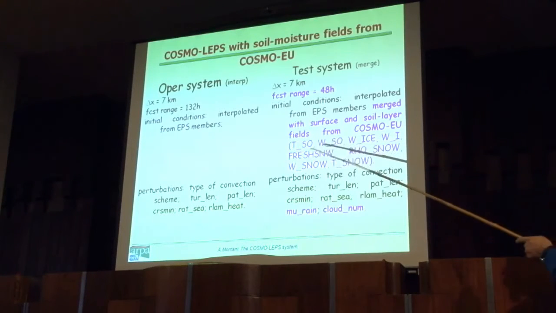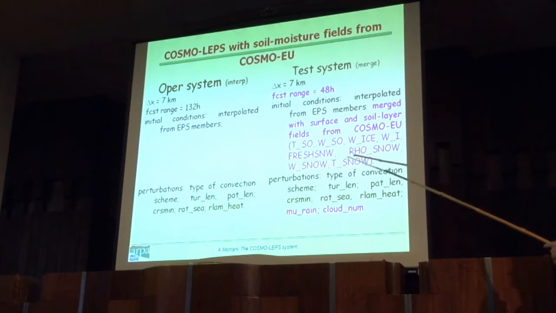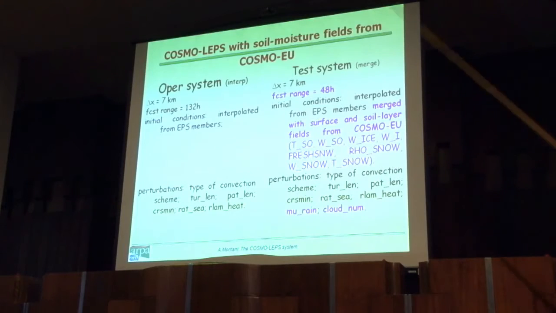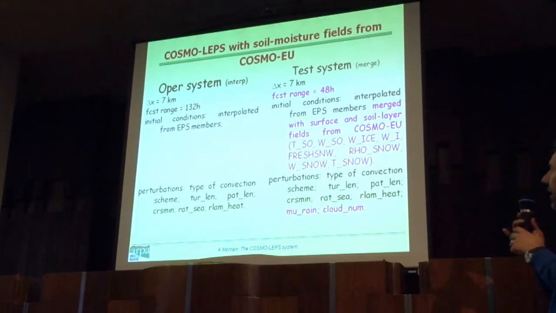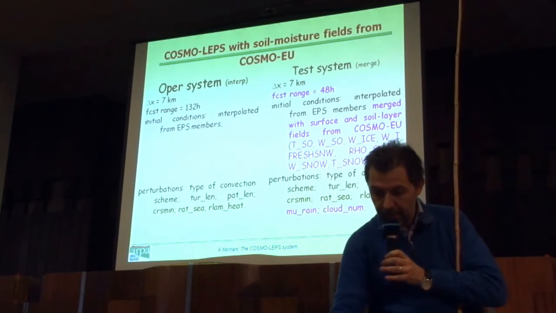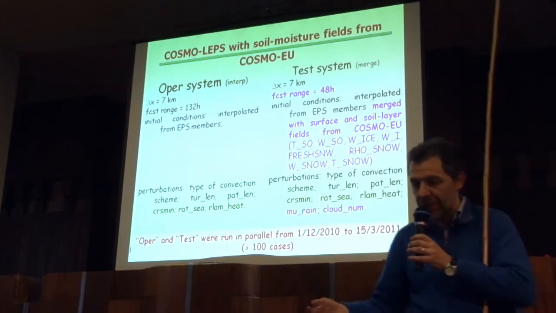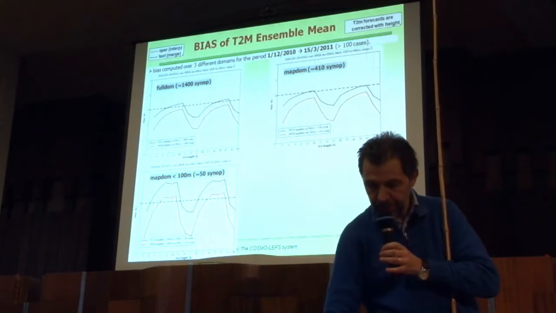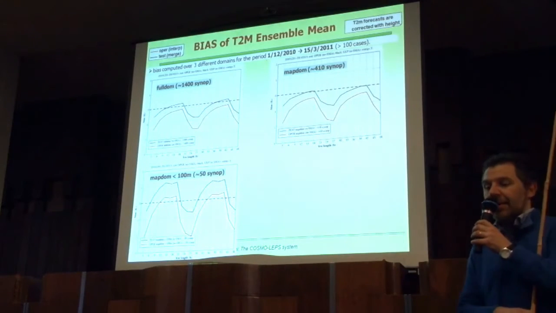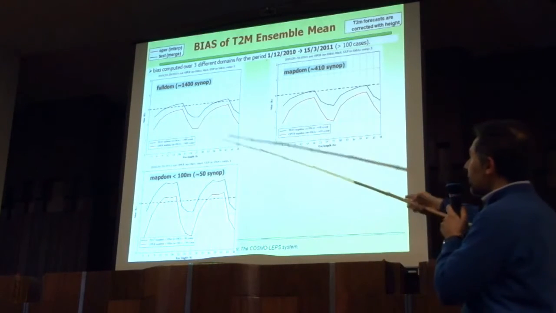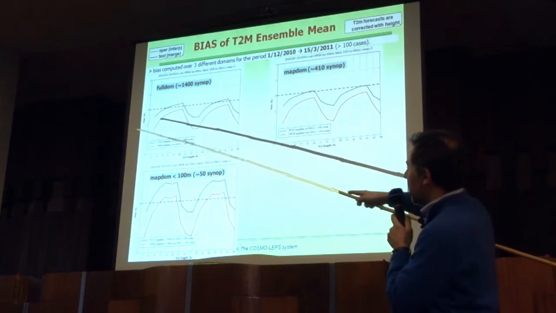We were taking the soil humidity, the soil wetness, the density of snow, the temperature of snow, the amount of fresh snow. Anyway, a number of surface and soil layer fields, in order to assess the impact of using a higher resolution initialization of the soil. We ran the system for about 100 days, from December 2010 up to March 2011, so some years ago. And now here we have some results. Here on the x-axis I have the forecast length. On the y-axis I have the bias in Kelvin.